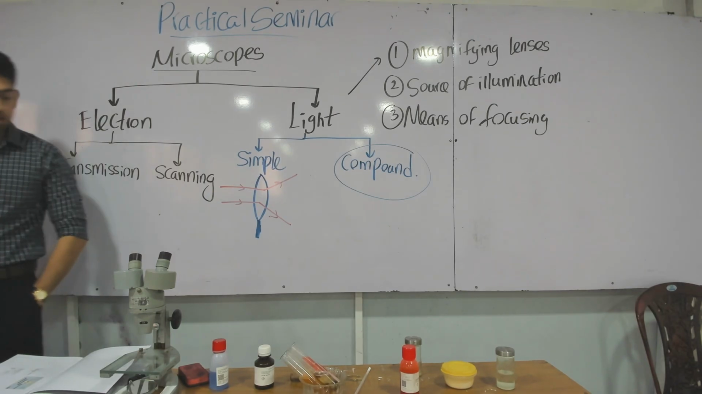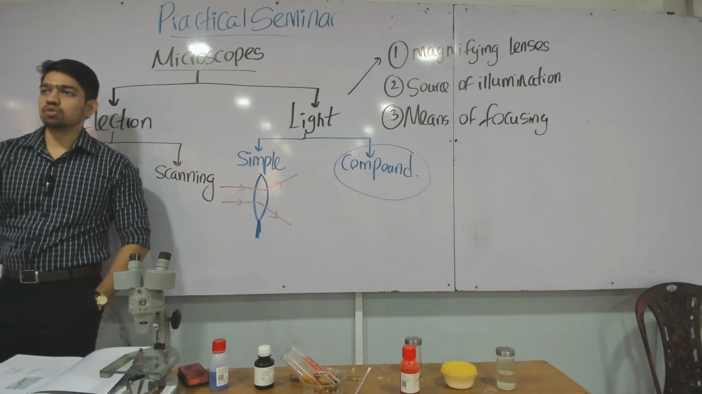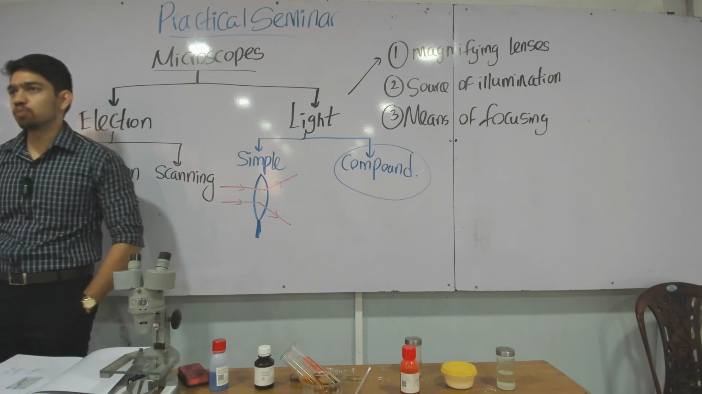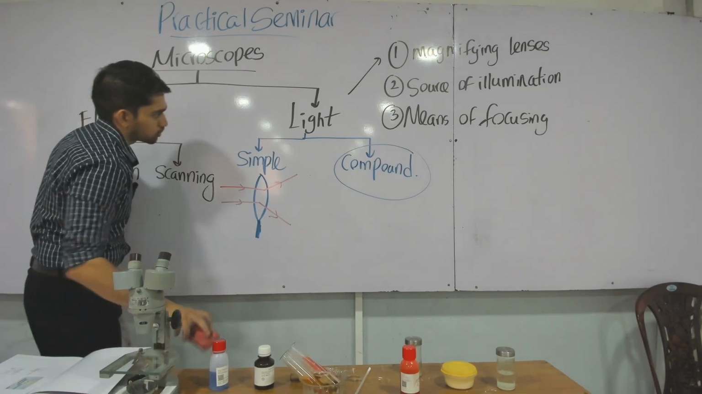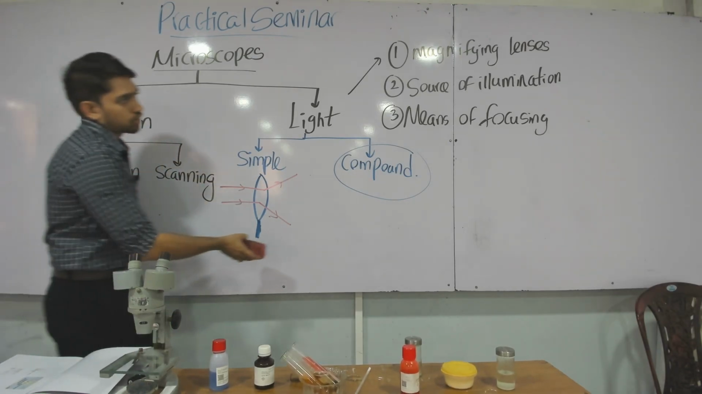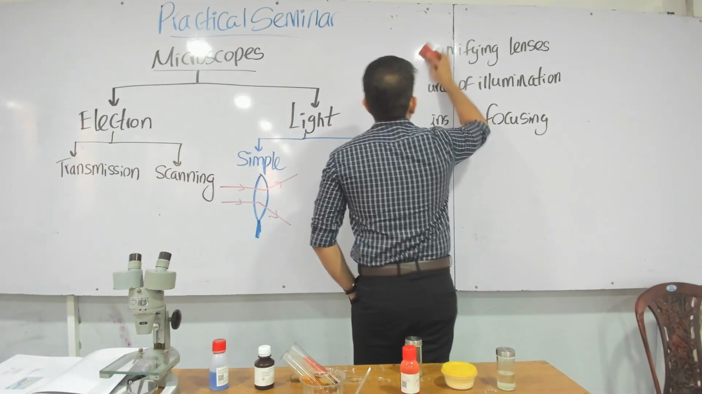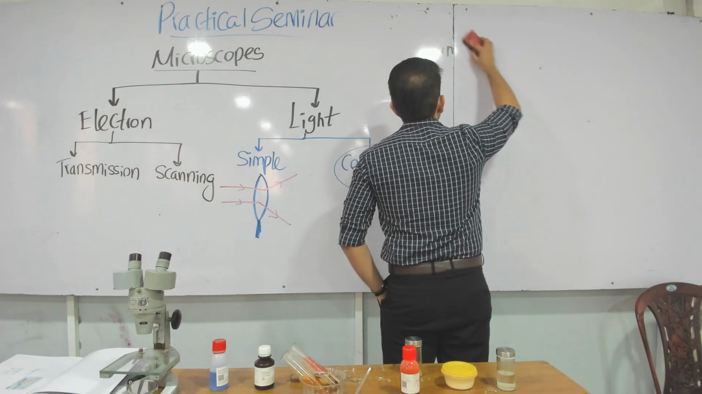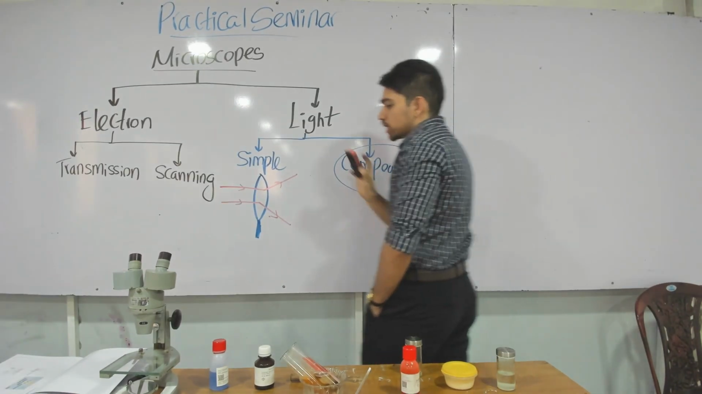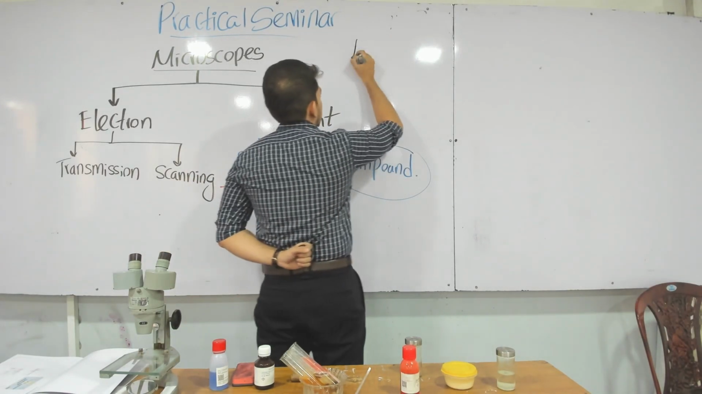So if you take a compound light microscope, or even any microscope, there are two parameters that we measure: your magnification and resolution power. There are two parameters that we measure in a microscope. The first is how big of an image it can generate. That is called magnification.